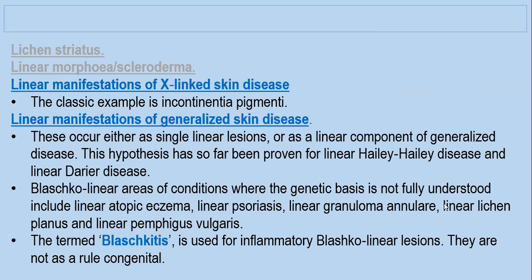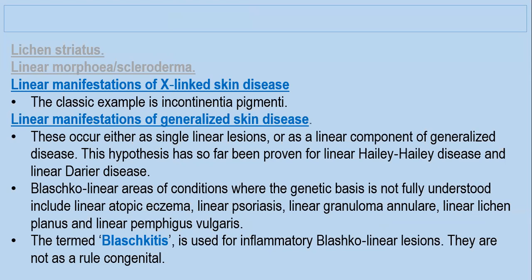Then other linear lesions include lichen striatus and linear morphea or scleroderma, which are described elsewhere. The linear manifestation of some X-linked skin diseases, the classical example being incontinentia pigmenti, is described in another chapter. Then linear manifestations of generalized skin disease. These occur either as single linear lesions or as a linear component of a generalized disease. This hypothesis has so far been proved for linear Hailey-Hailey disease and linear Darier's disease.